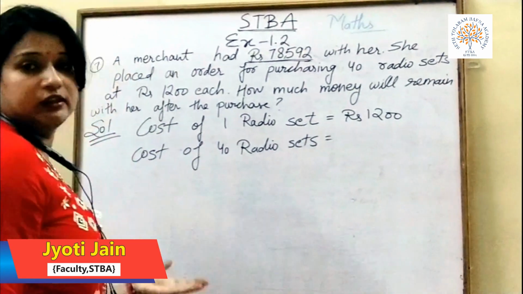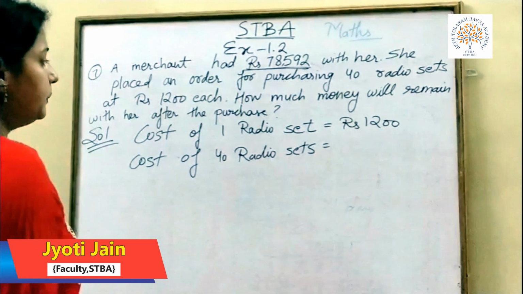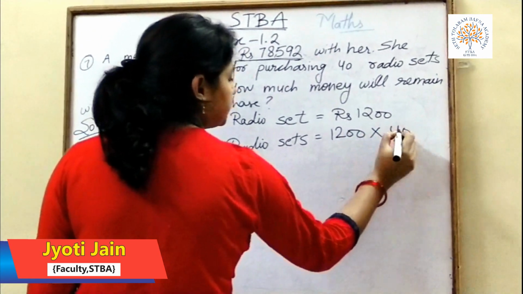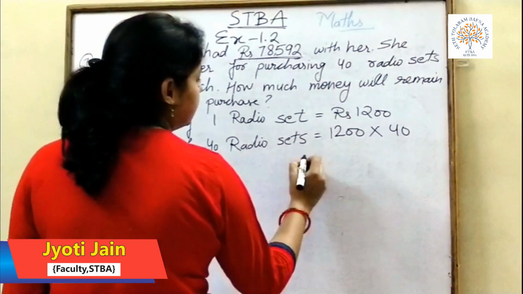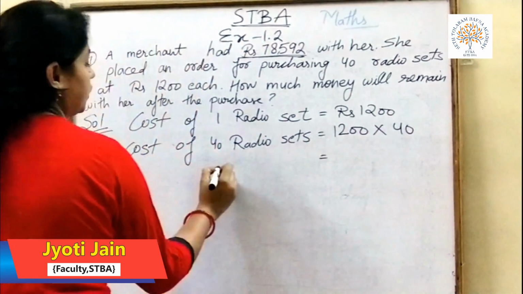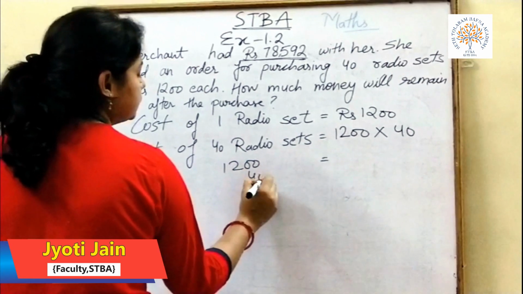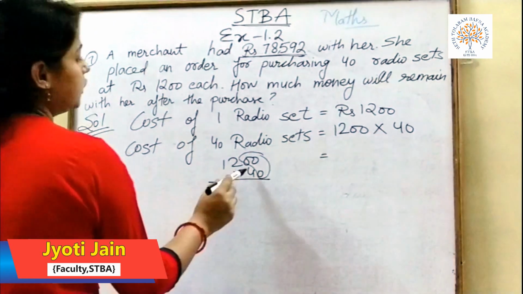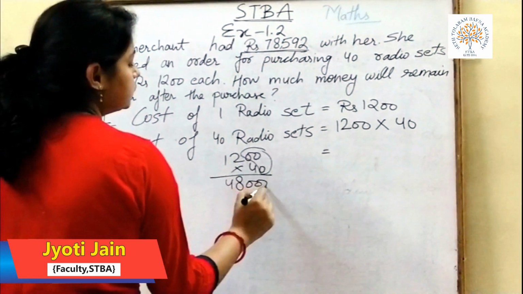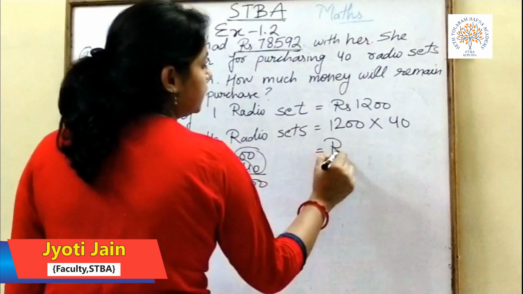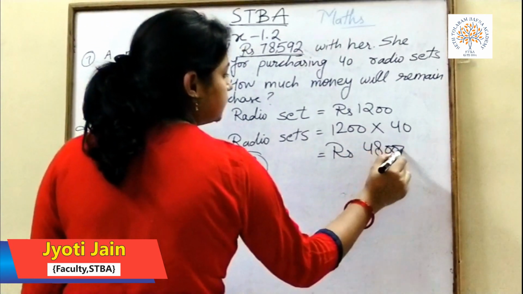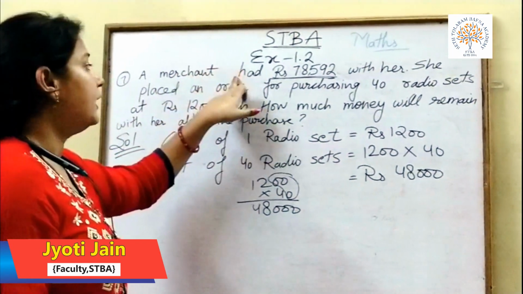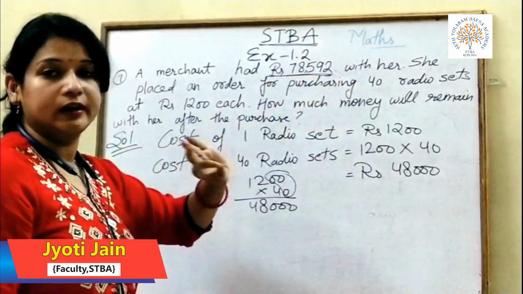So clearly this problem is also related with multiplication. So 1200 multiplied by 40. We will do the multiplication here. By short tricks we can see there are 3 zeros and 12 fours are 48. So the final will be 48,000. Okay, 48,000 rupees that merchant had to pay for 40 radio sets.